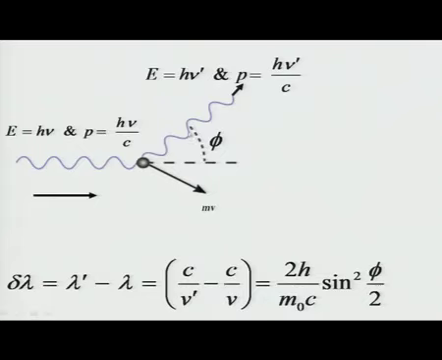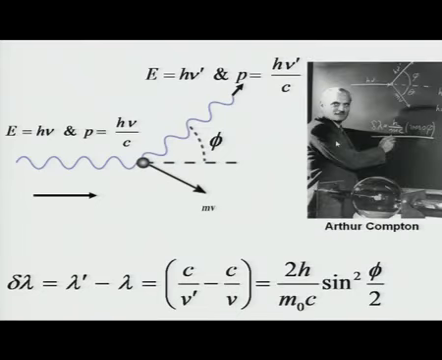The frequency of the scattered photon is a little smaller. Therefore, the wavelength is larger, and the change in the wavelength, which is equal to c by nu prime minus c by nu, he calculated and found as 2 h by m naught c sin square phi by 2. And this is Arthur Compton writing on the blackboard his famous formula.